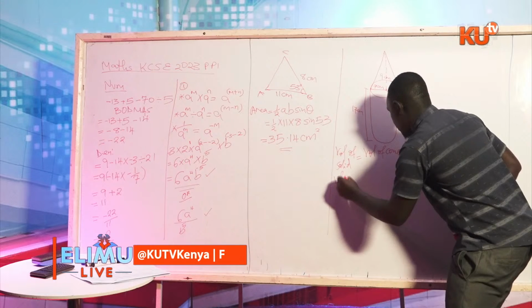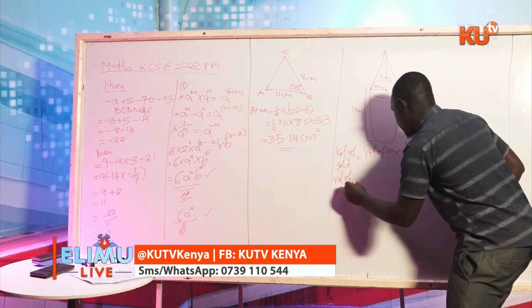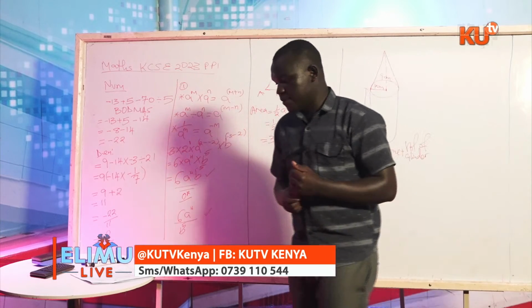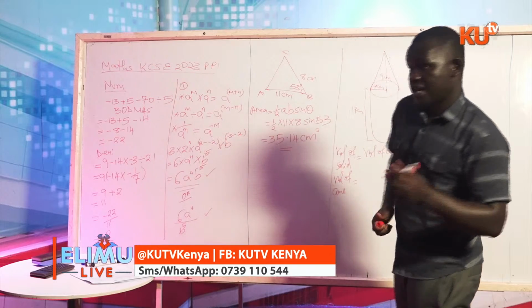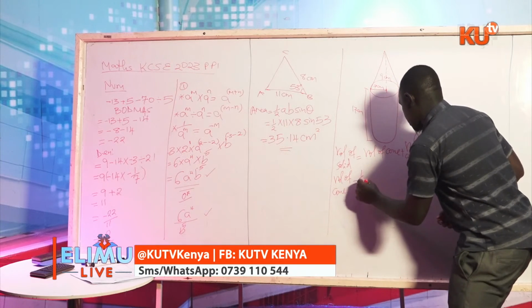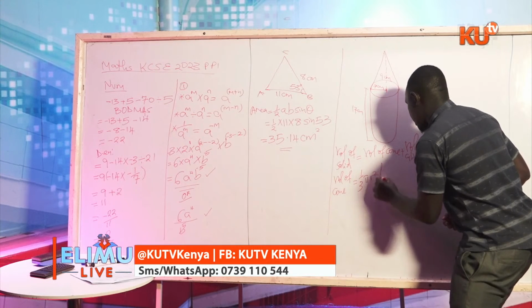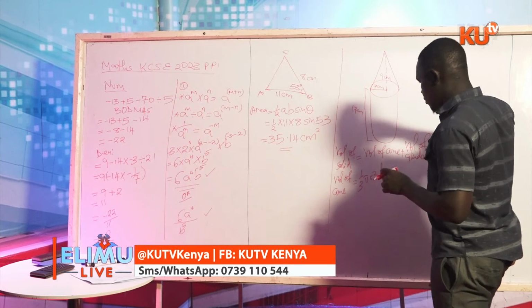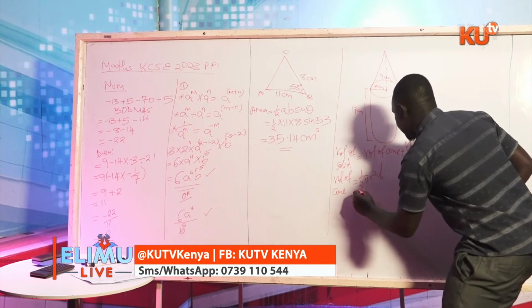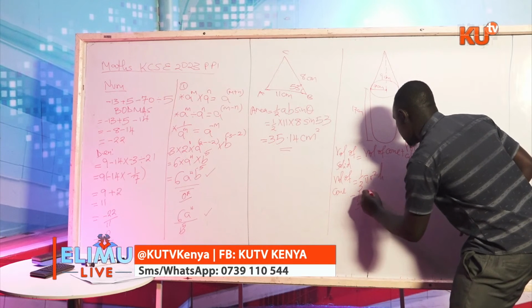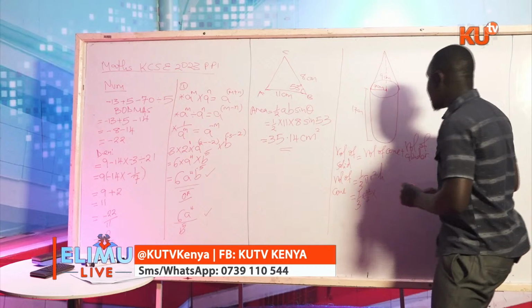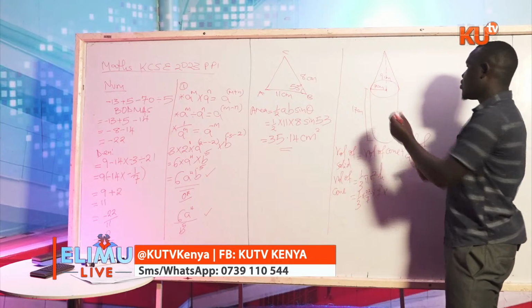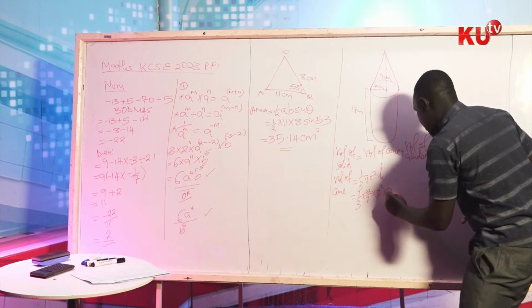How do you get the volume of a cone, dear students? The volume of a cone is simply given by a third pi r squared h. That is the formula for getting the volume of the cone. Now, we come and do substitution. It is a third, the pi we've been given is 22/7, dear students, times the radius 7 squared times height. This is the vertical height of the cone, which is 9 centimeters.